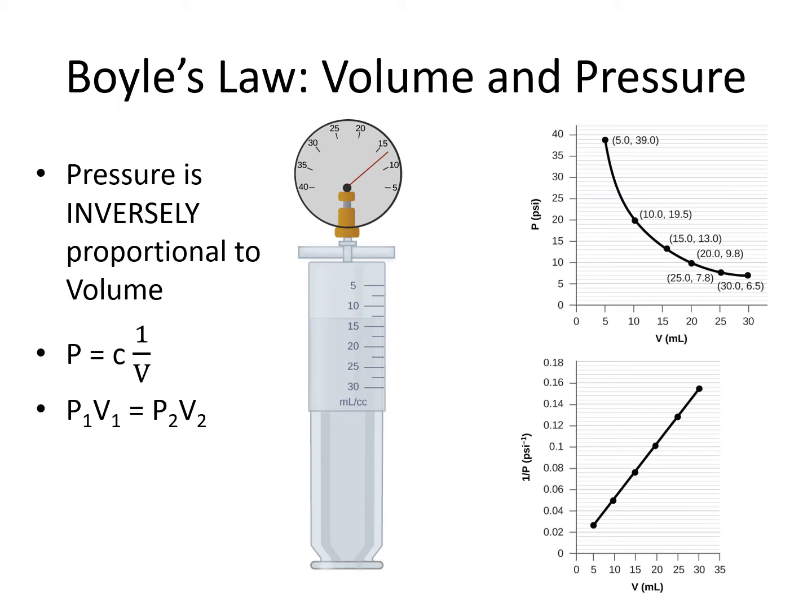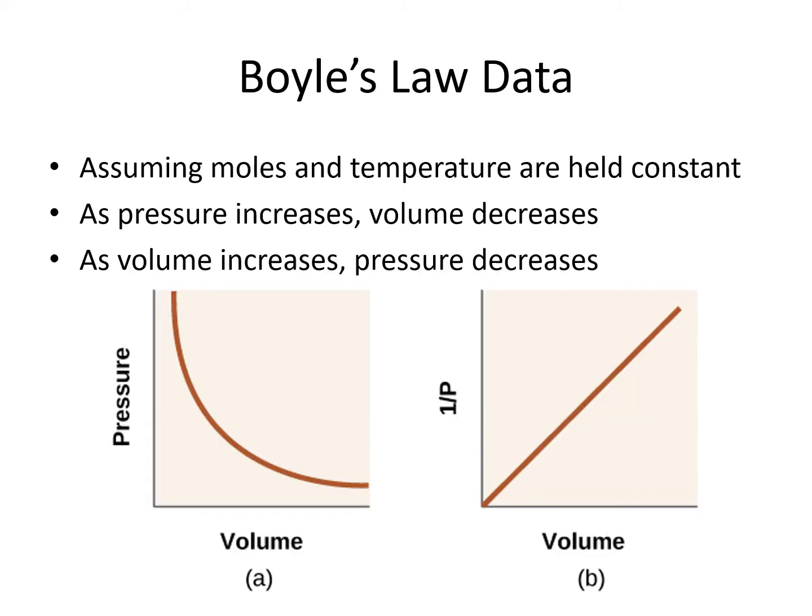We can graph Boyle's law data, but if we were to graph pressure versus volume, we would get a curve that is not a straight line. What you'll notice on the top graph is that as the pressure increases, the volume decreases. As the volume increases, the pressure decreases. Because of the inverse proportionality, if we want a straight line, we need to graph 1 over pressure versus volume, or pressure versus 1 over volume. Just like with all our other individual gas laws, we are making some assumptions. Since we're varying volume and pressure, moles and temperature are being held constant.